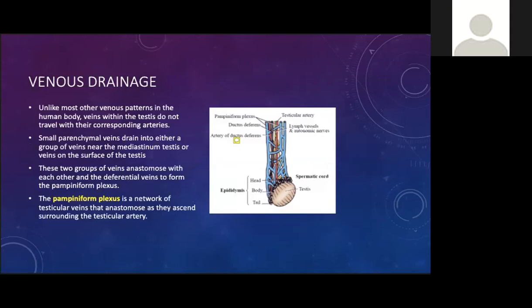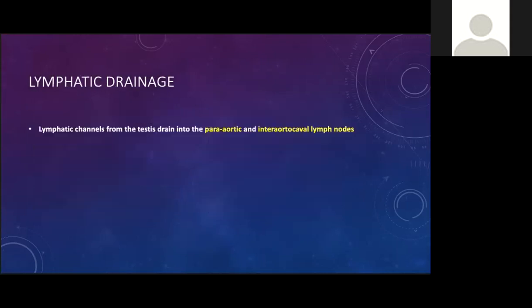The pampiniform plexus is a network of testicular veins that anastomose as they ascend surrounding the testicular artery. Ultimately, these veins join to form 2 or 3 veins at the level of the inguinal canal, and they form the one vein that ascends to drain into the inferior vena cava on the right and into the renal vein on the left side. This allows for a countercurrent heat exchange that cools the blood flow within the testicular artery. For the lymphatic drainage, lymphatic channels from the testis drain into the para-aortic and inter-aortocaval lymph nodes.